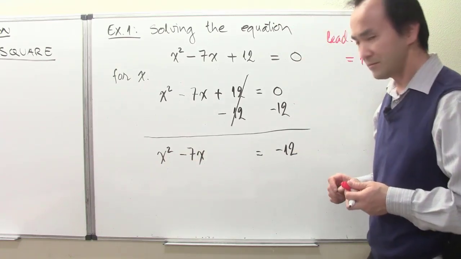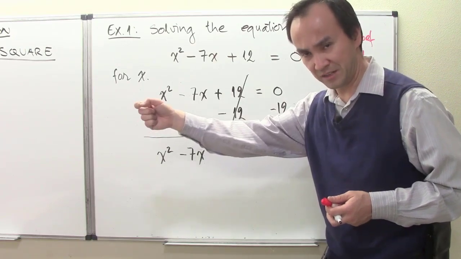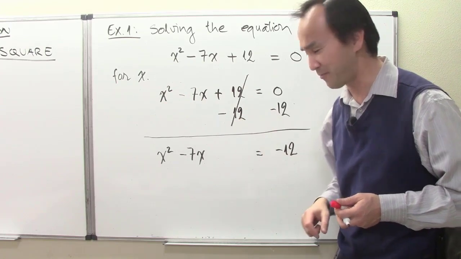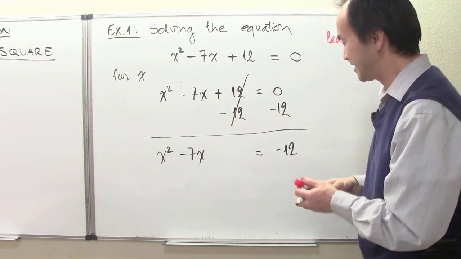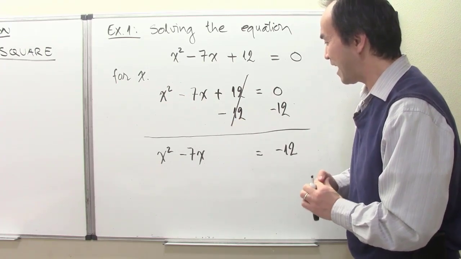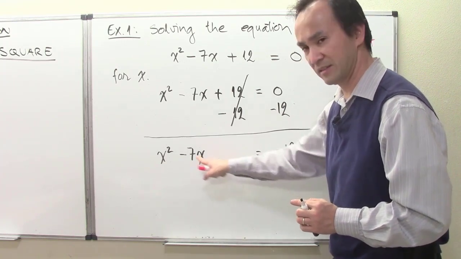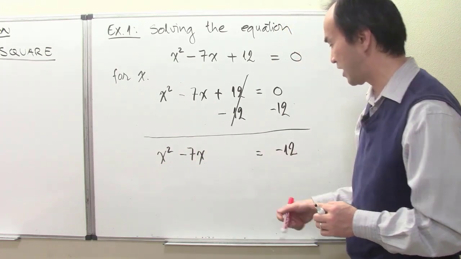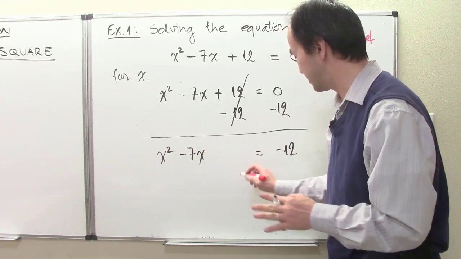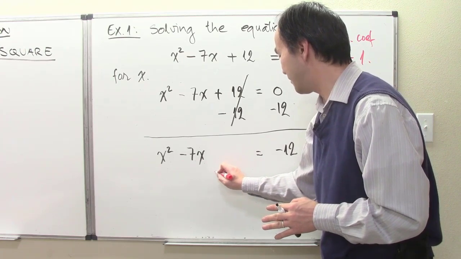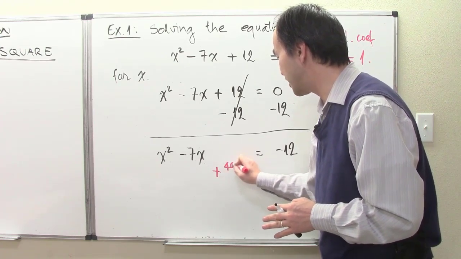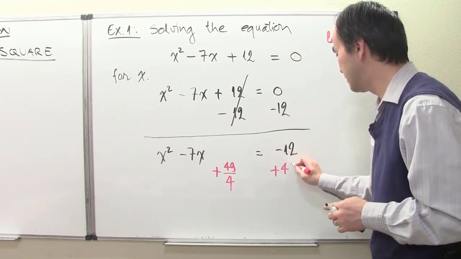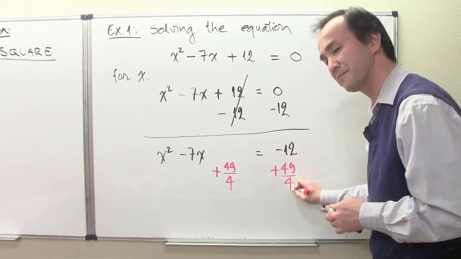Now the next step here, even though it's the second step, is the more important and most attention-catching step in order to complete the square. With our current equation, x squared minus 7x equals negative 12, I am going to add to both sides 49 over 4. I'm adding 49 over 4 to both sides.